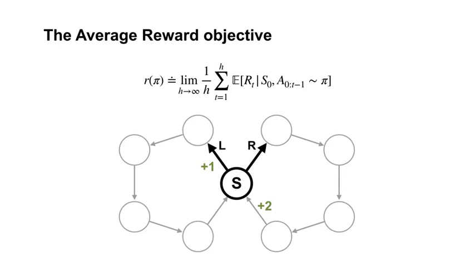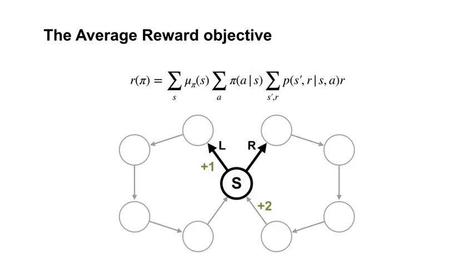If the agent's goal is to maximize this average reward, then it cares equally about nearby and distant rewards. We denote the average reward of a policy with r(pi). More generally, we can write the average reward using the state visitation mu. This inner term is the expected reward in a state under policy pi. The outer sum takes the expectation over how frequently the policy is in that state. Together, we get the expected reward across states, in other words, the average reward for a policy.